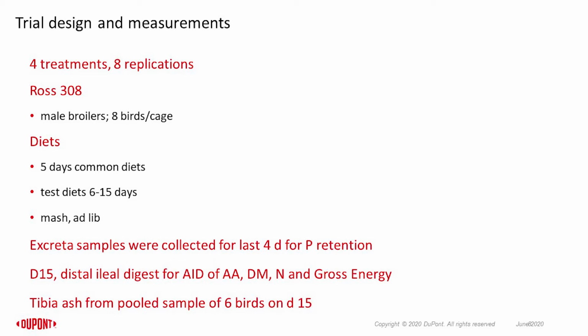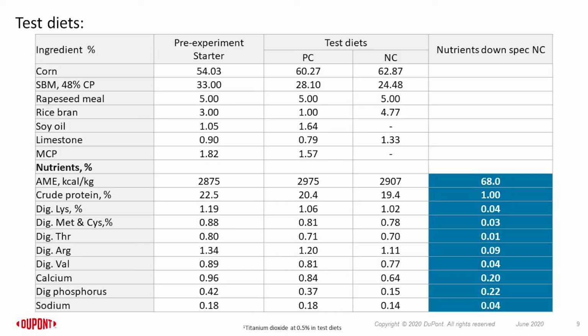Distal ileal digesta samples were collected for AID of amino acids, dry matter, nitrogen, and gross energy. Tibia ash was measured from a pooled sample of 6 birds on day 15. Diets are based on corn soybean meal with small amount of rapeseed meal and rice bran. MCP is removed from the negative control. Negative control is formulated with reduction of energy, protein, amino acids, calcium, phosphorus, and sodium.